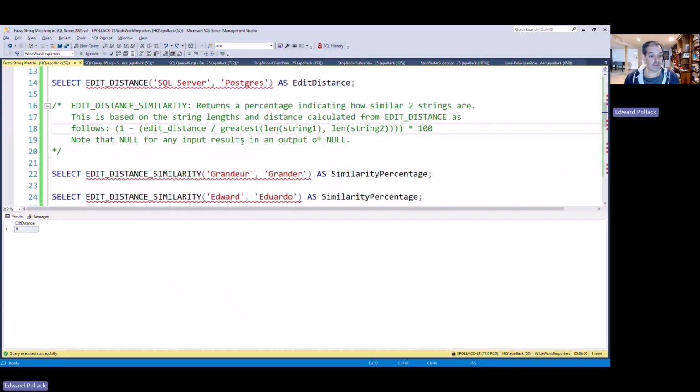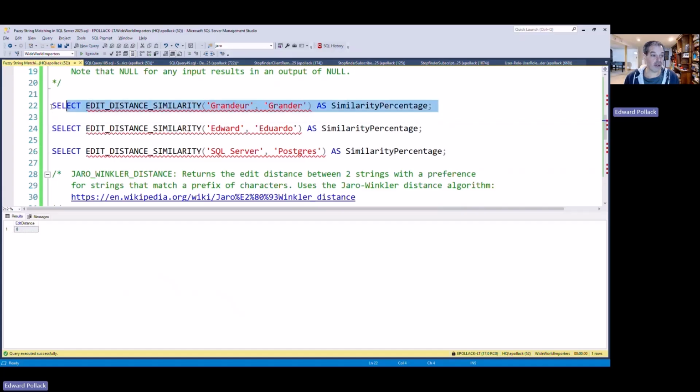The similarity is a percentage. So same examples here, but with similarities, I'll get a number that's between 0 and 100. So grandeur and grandeur, about 88% similar. Edward and Eduardo, about 71% similar, and SQL Server and Postgres 20%. This allows you to very easily compare strings, text, and to see what the top search results are when we really just want a very simple, straightforward way of doing so.